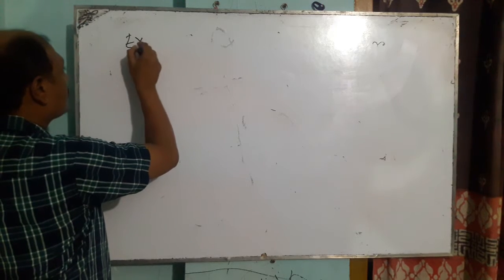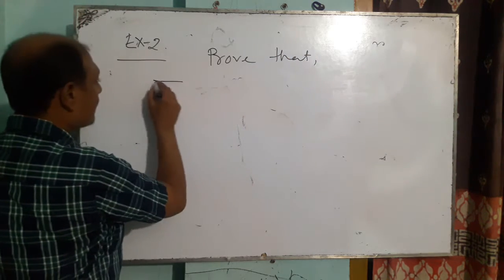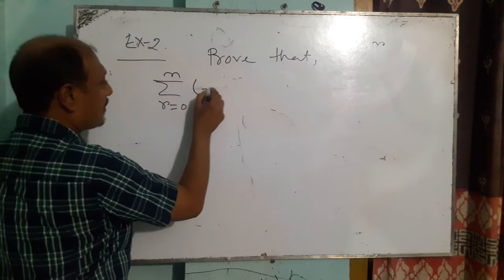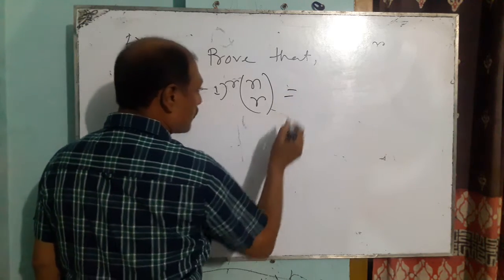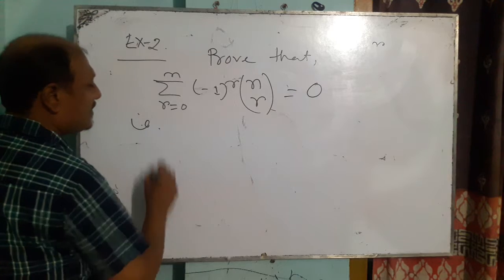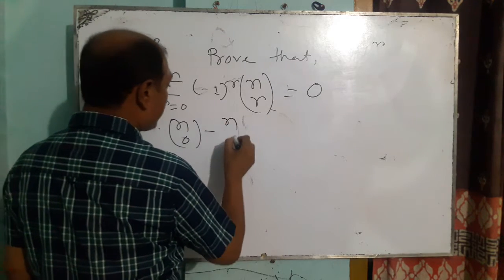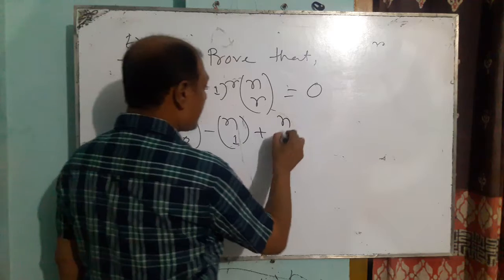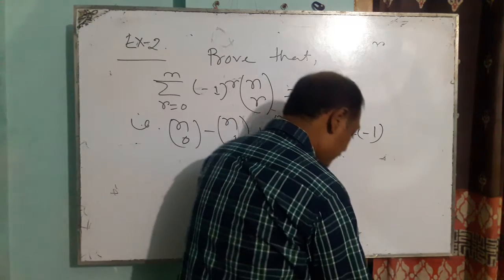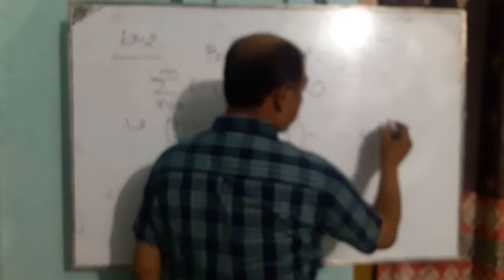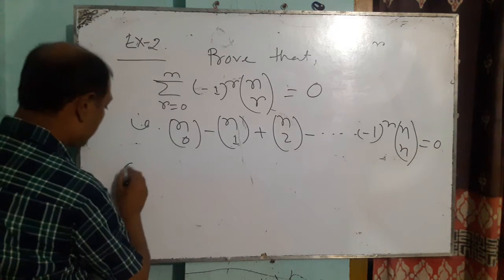Example 2. Prove that summation r equal to 0 to n of minus 1 to the power r nCr equals 0, that is, nC0 minus nC1 plus nC2 minus dot dot dot minus 1 to the power n nCn equal to 0. Solution.